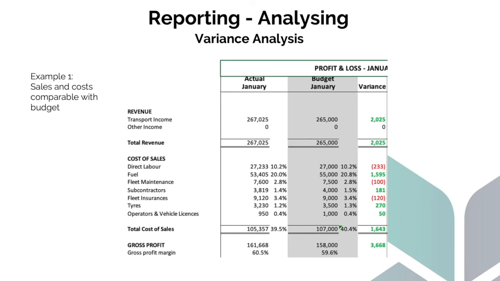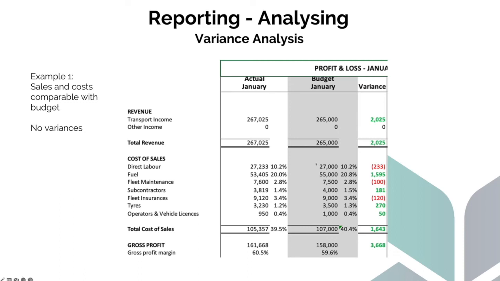So sales and costs are both comparable with budget in this example. There are variances, but there's a degree of materiality here. Do we care that 27 grand was actually 27,233? No, we don't. And that's not a matter of opinion. You shouldn't care. If your budget was 500 quid and you've gone over it by 233 quid, then yes, that's cause for concern.